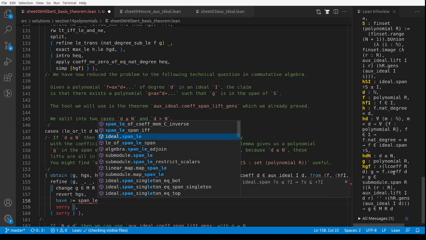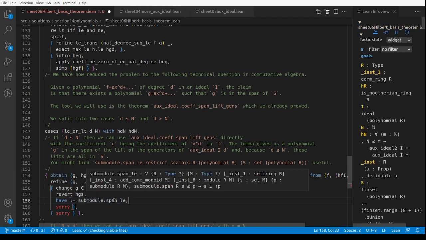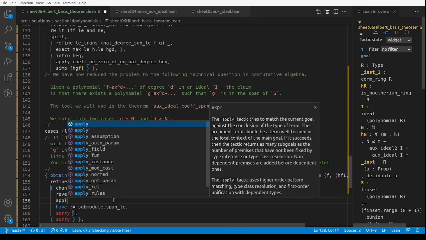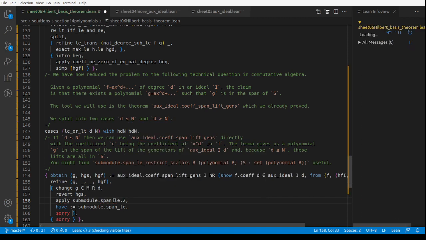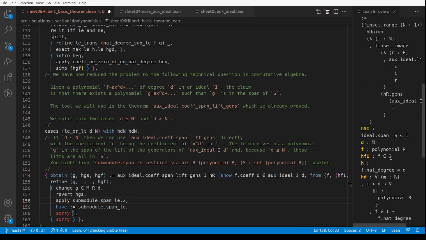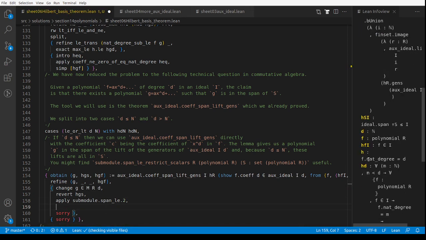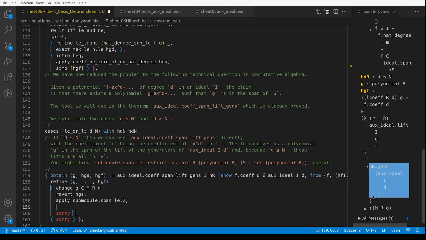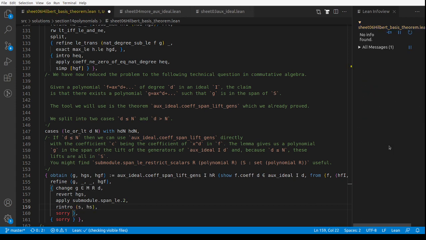What have we got here? We want maybe submodule.span LE. So that's what I want to apply. And what does it say? Oh, it's an if and only if. So maybe apply submodule.span LE dot 2. That's worked. Oh, nice. So now I've got to prove that everything in the set has got degree at most d, and that should be easy because I'm going to rintro S HS, see what it thinks of that.